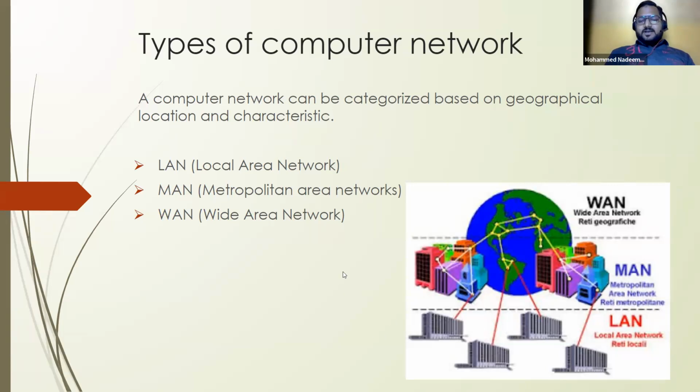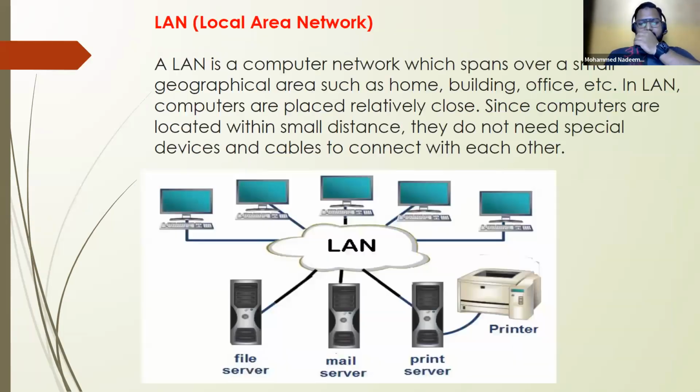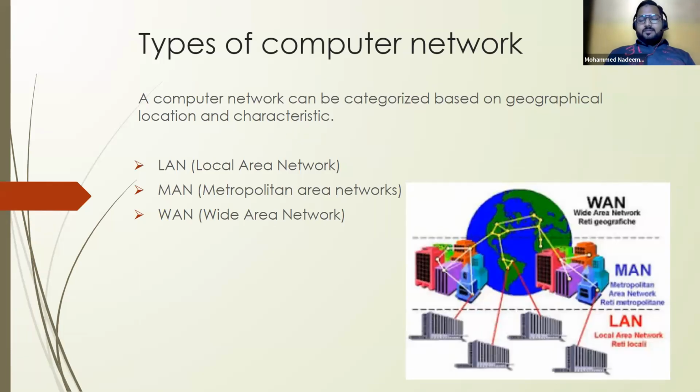Previously there was another branch, MAN, metropolitan area network. The MAN was like the local ISP. They used to install a tower in each building, and it was a very costly solution. But when WAN technology came, WAN actually replaced the MAN. So now you can say LAN and WAN only. No one is using the MAN.